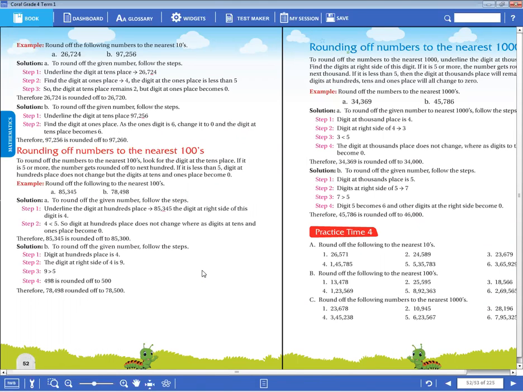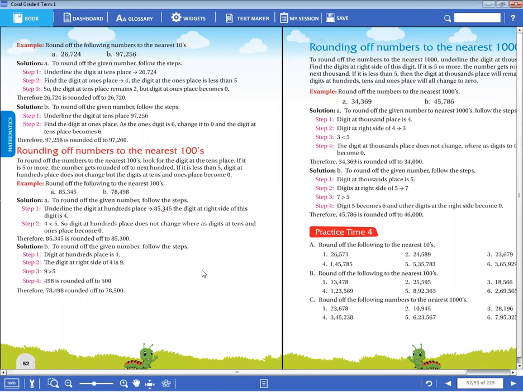now for example 34 is there. You want to find the nearest 10. In this 34 we have two digits, no? One is tens and one is ones. If they have given the number 34, then they will ask you to find the nearest 10 of this given number. When you are finding the nearest 10, you have to check the ones place.